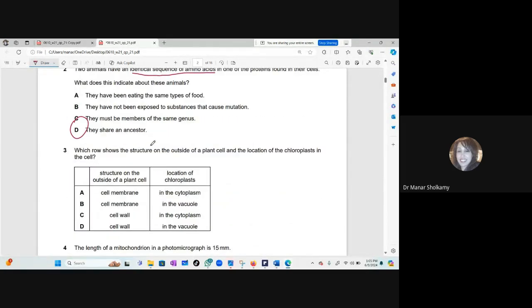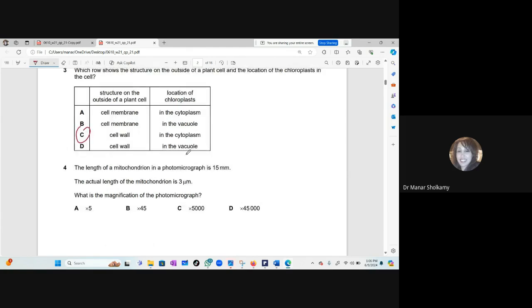Which row shows the structure on the outside of a plant cell and the location of the chloroplast in the cell? So the structure on the outside of a plant cell, is it cell membrane or cell wall? Cell wall. Of course, it's cell wall. Now, the location of the chloroplast: in the cytoplasm or in the vacuole? The cytoplasm. Very easy. The first few questions are very easy.